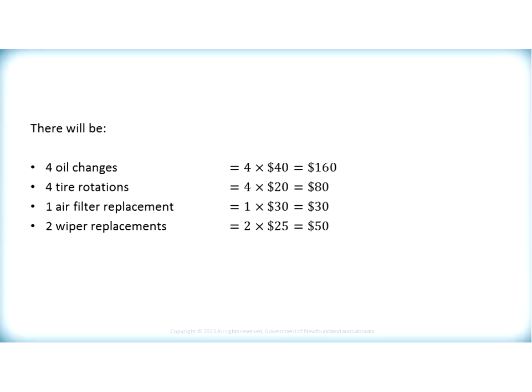So to determine how much she's going to have to pay in total in the first year on maintenance, we add up all the numbers together, 160 plus 80 plus 30 plus 50, and that gives us a total amount that she has to consider of $320.